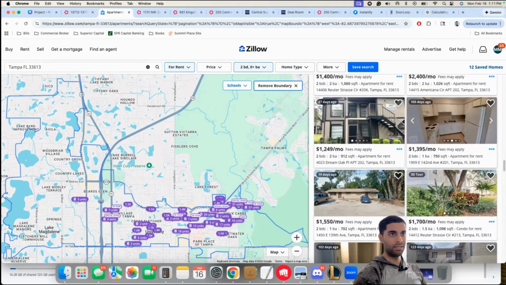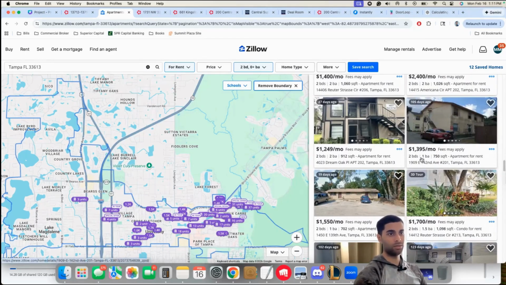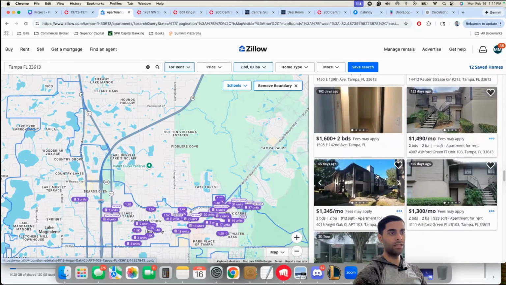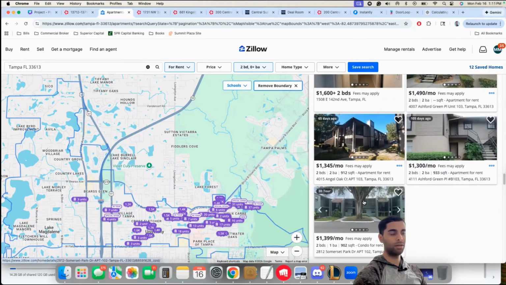This is clearly like a C class. This is probably what the units would look like. Now I haven't seen these units, but a C class building with a clean up of the interior, I feel pretty comfortable at 1300, another C class building.